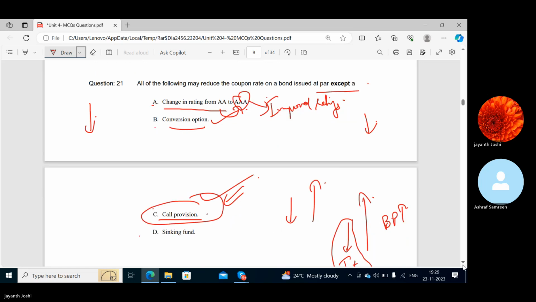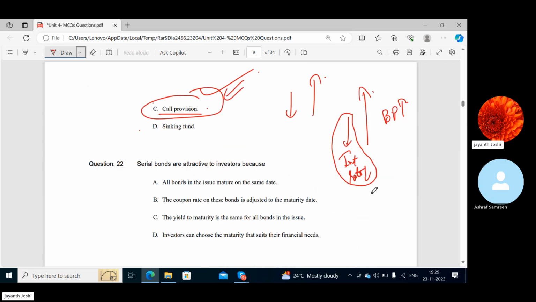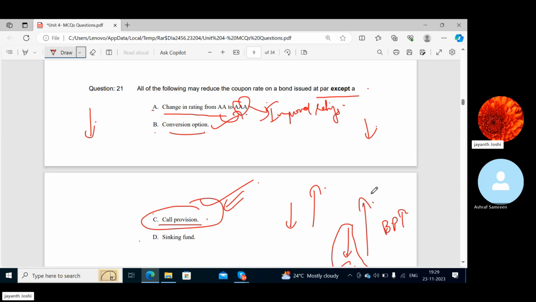All of the following may reduce the coupon rate on a bond issued at par, except. So is the call provision going to reduce the coupon rate or not? No, sir, it will not reduce. The call provision is not going to reduce the coupon rate, right? Improvement in bond rating can.